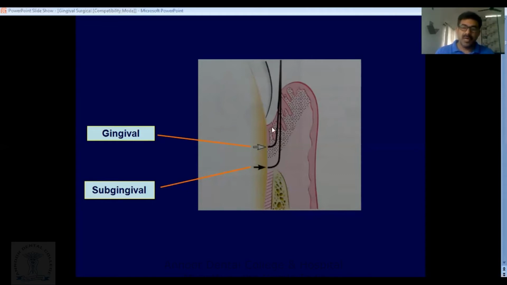But when you extend your curette far beyond, almost to the crest of the alveolar bone, you are removing the whole of the gingival tissues along with the whole of this inflamed tissue. This is called subgingival curettage.